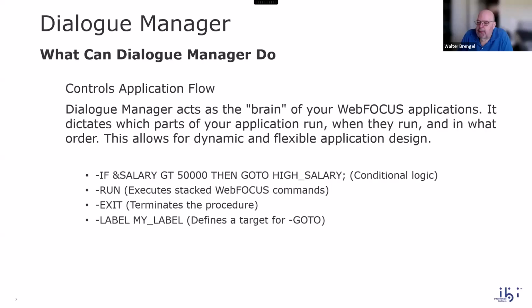So here are some examples. If &SALARY is greater than 50,000, then go to HIGH_SALARY. -RUN says run anything that's on the stack that didn't have a hyphen in front of it. -EXIT will terminate the procedure at that point. And then we have labels, -LABEL, MYLABEL.